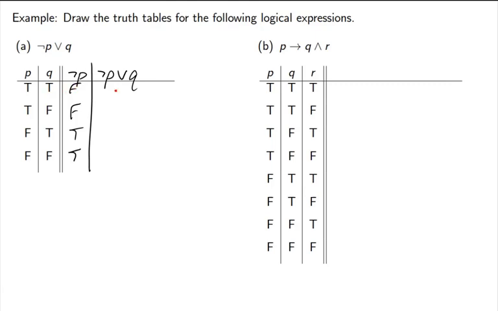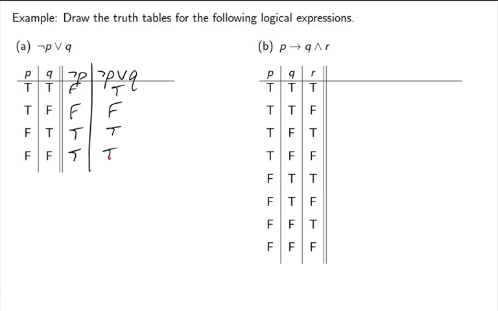True or false is true. False or false is false. True or true is true. And false or true is true. Remember, for an OR, as long as at least one of them is true, the overall expression is true.